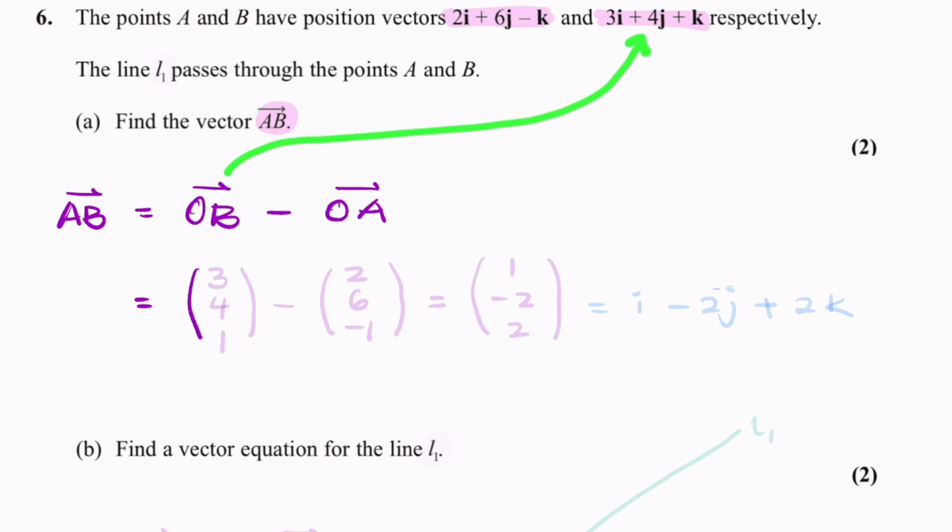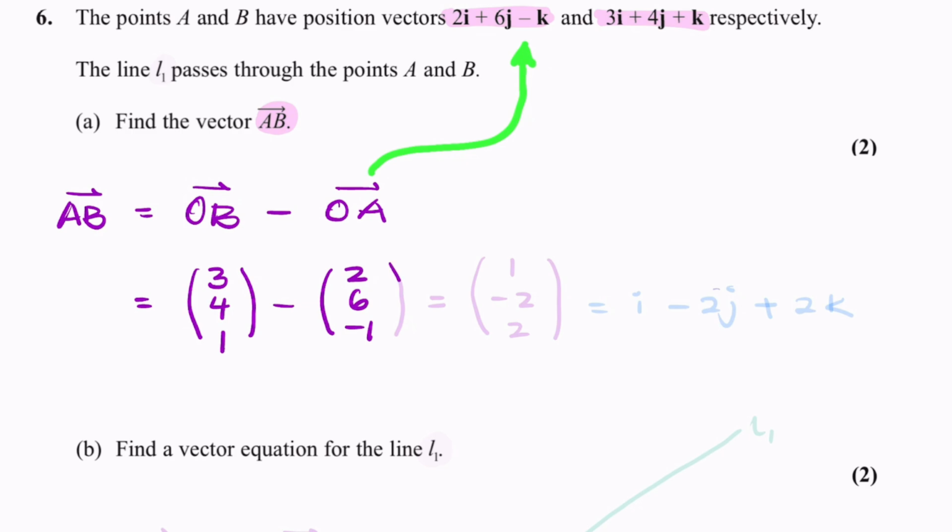So the position vector of B is given 3i plus 4j, so we can write that in vector notation or matrix notation like this: 3, 4, 1 minus OA 2, 6 minus 1, and that gives us 3 minus 2 is 1, negative 2, 2. So that is our vector AB. So it's i minus 2j plus 2k. So we can write that, if you want, like that. So we can say it's i minus 2j plus 2k.